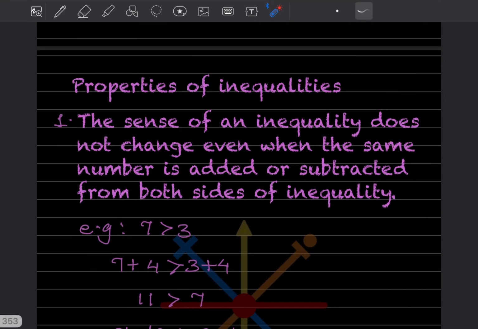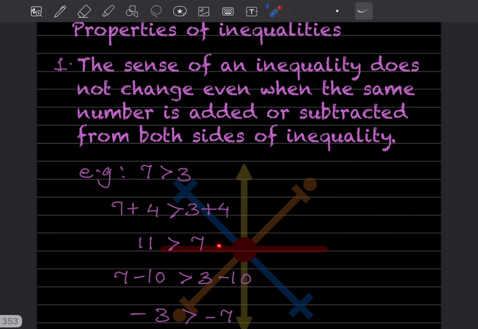Now let us see the properties of inequalities. The sense of an inequality does not change even when the same number is added or subtracted from both sides of the inequality. Let us see an example. This is the inequality sign. If 7 is greater than 3, and we add the same number, plus 4, on both sides, what will that be? This will be 11, and this will be 7, with the greater than sign. So this is true, 11 is greater than 7.